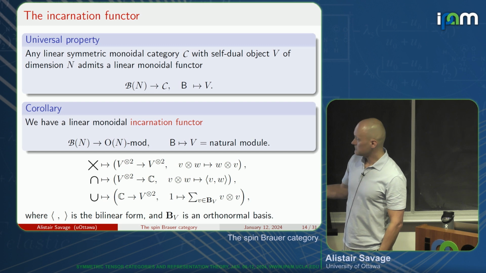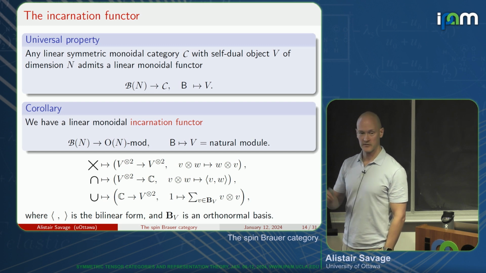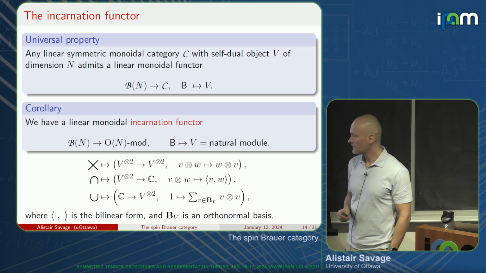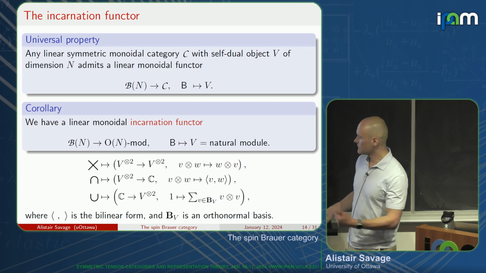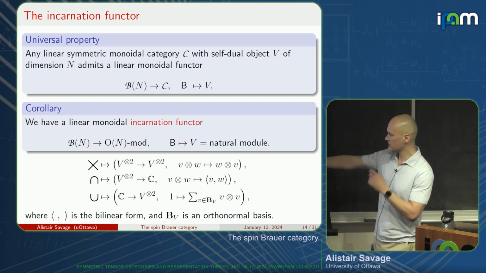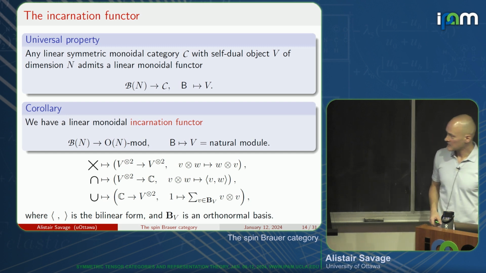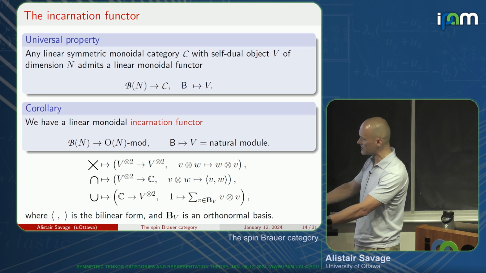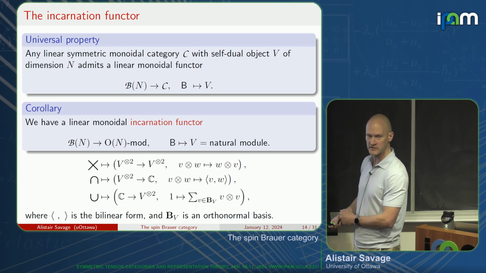So the crossing, as usual, just goes to the tensor flip. Your cap goes to the pairing that was used to define the orthogonal group. And then the cup goes to the dual of this pairing, and by that I mean it sends 1 to a sum over v in an orthonormal basis of V, of v tensor v. Again, we saw some maps like this in John's talk. So you could say very explicitly, and then for any Brauer diagram, you can say what it does by just decomposing it into these pieces.